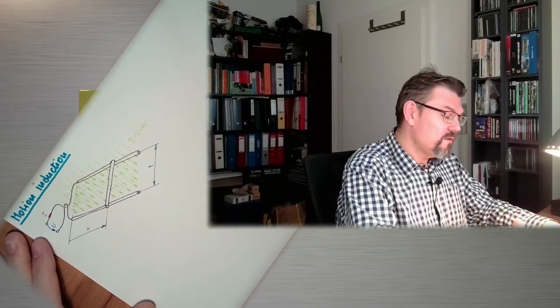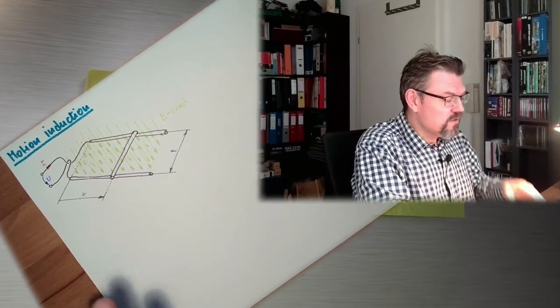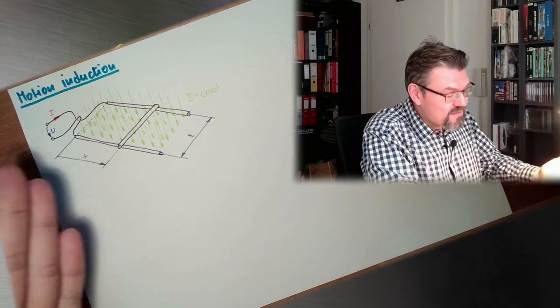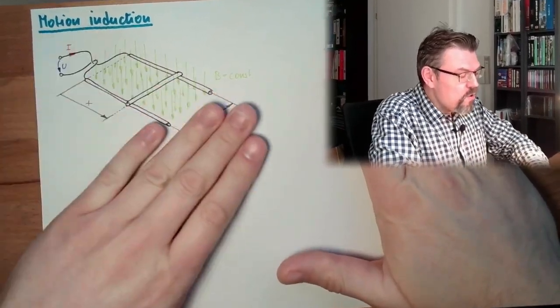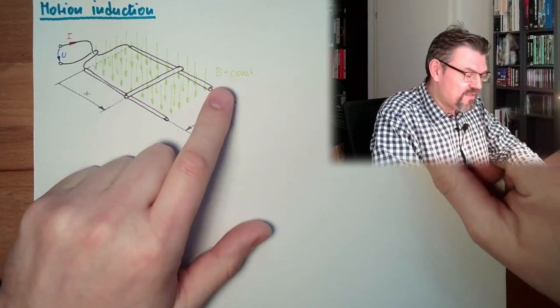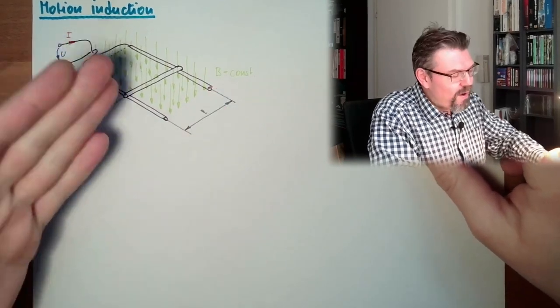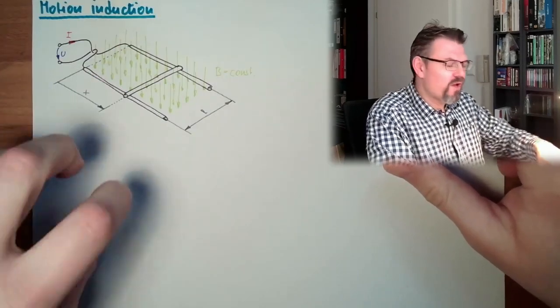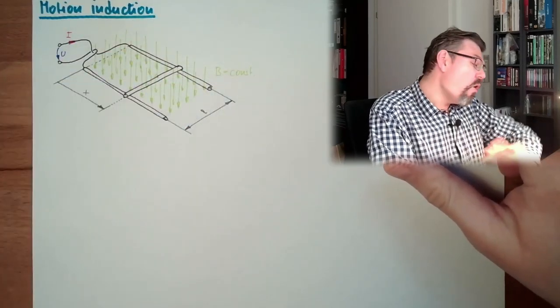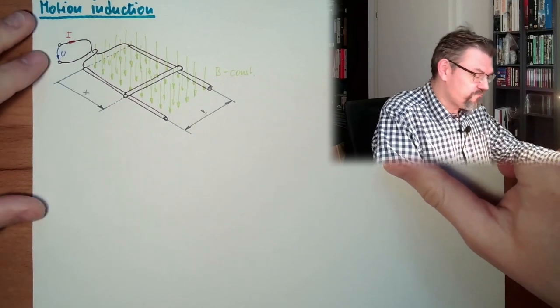Look at the situation. This is our model, a very usual model to describe this. We have an area with a constant magnetic flux density. This is why I made all those arrows, to indicate that the flux density is simply everywhere, the same strength, everything.